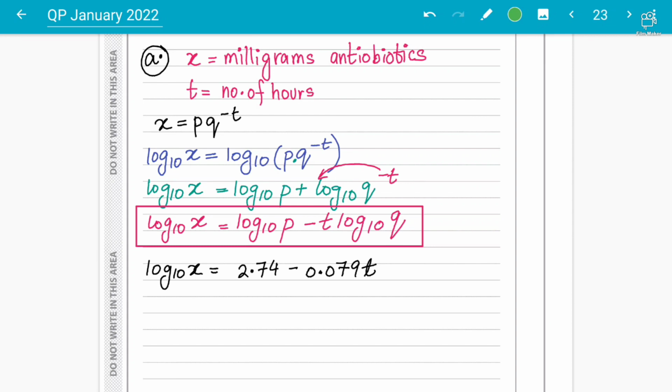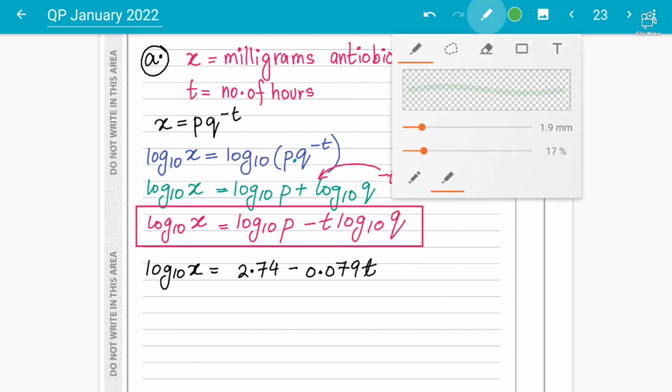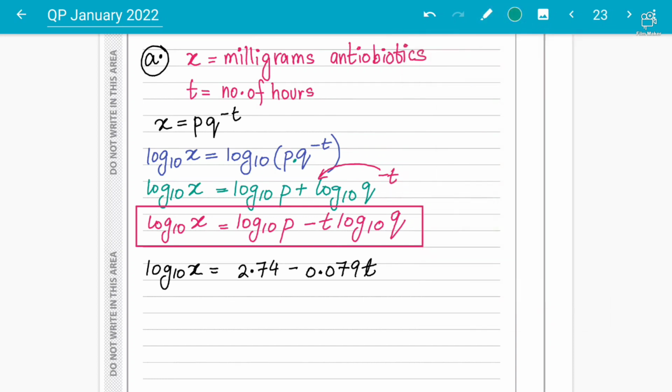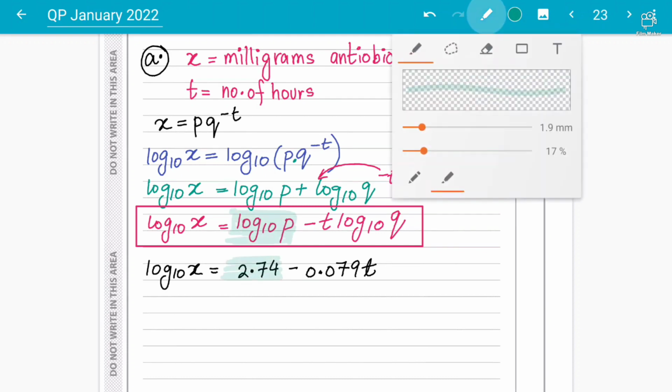So let's work out what the answers and the values are going to be. Follow the highlighter very carefully. You need to understand that log 10 p will be equivalent to 2.74. Hope everyone is getting it, students.